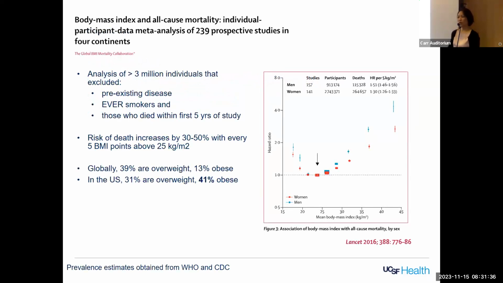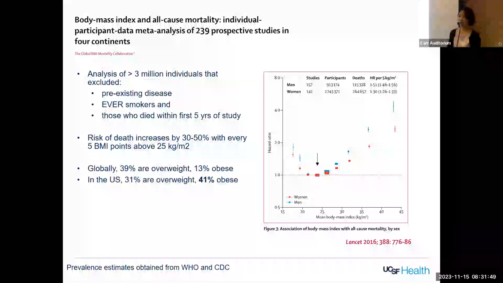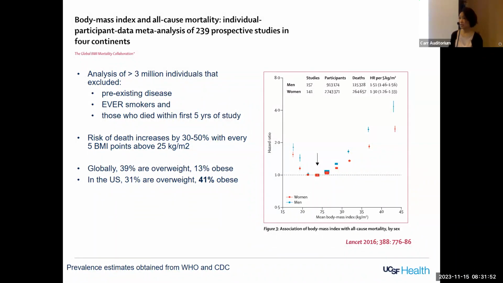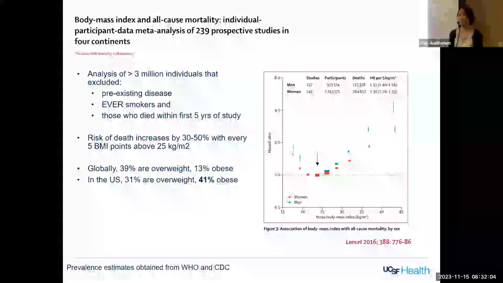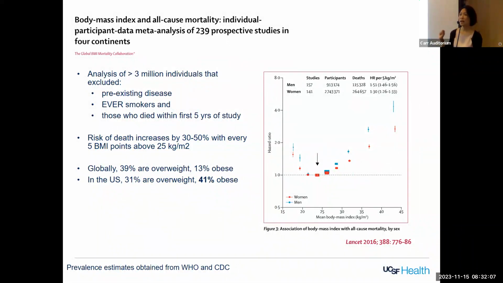So it's been shown over and over again that body mass index is correlated with all-cause mortality. And I like to show this particular study because it's quite large. It's a meta-analysis of over 200 prospective studies over 4 continents. The number of subjects in the meta-analysis exceeded 3 million. What the investigators were able to do was to exclude people with any sort of confounders that might erroneously associate BMI with mortality. So anyone with pre-existing disease, anyone who's ever been a smoker, and people who died within 5 years of the start of the study.